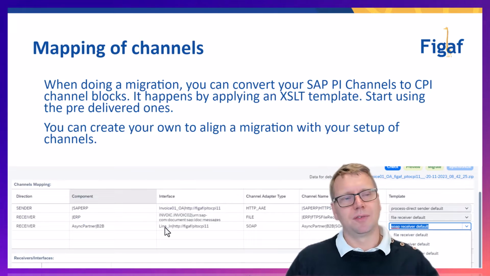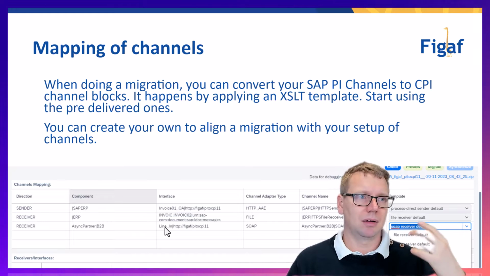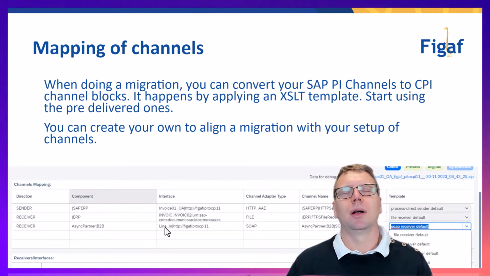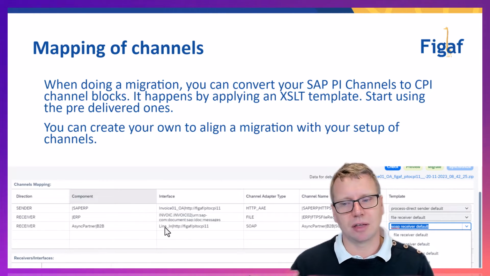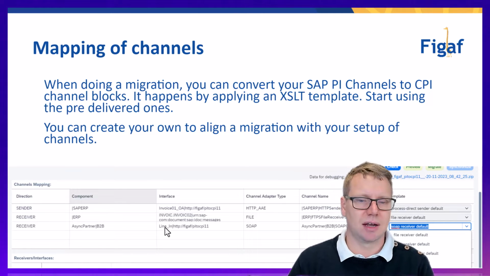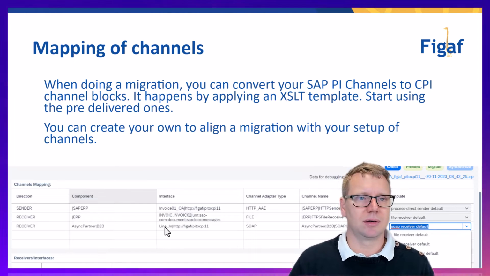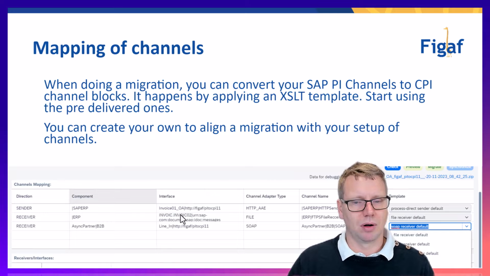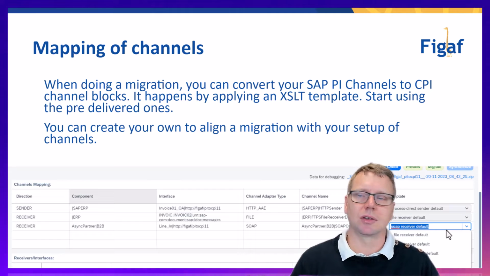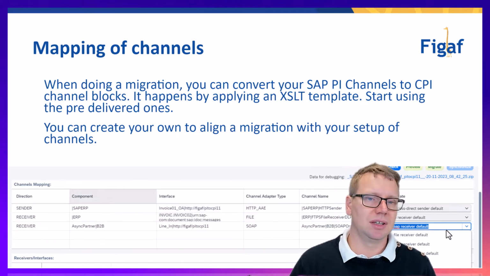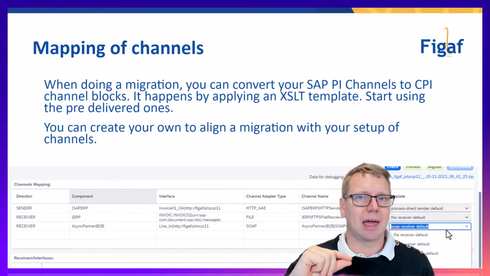Then mapping of channel. So PI communication channels have some parameters, like host names, like ports, like URLs. And when you're doing the migration, it is obviously important to be able to leverage as much as possible from these scenarios. And this is what the Figaf tool does with these templates. So here we can see the number of the communication channels. We can see some of these templates that allow you to migrate this content. And this is one of the things that makes it really easy.